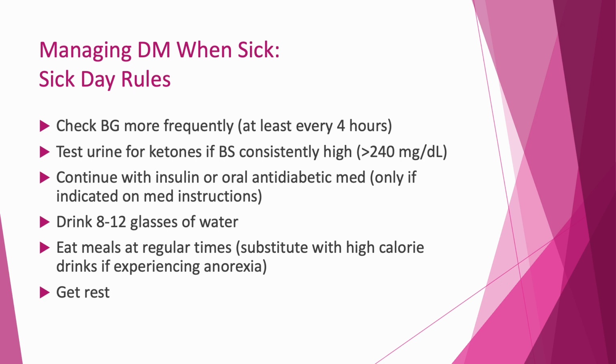You want to test their urine to see if there are any ketones if the blood sugar is higher than 240 milligrams per deciliter. You want to tell them to definitely not skip their insulin or oral anti-diabetic meds, unless their doctor says so. And you want to teach them to drink more water because, again, the body is going to need more energy and more fluids when it's sick, when it's under stress.